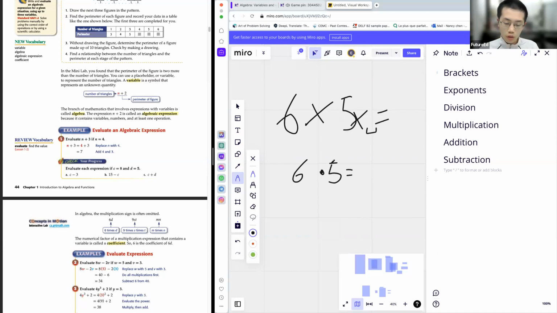So instead of the usual 6 times 5 where you put an x, some people would just put 6 dot 5, right?